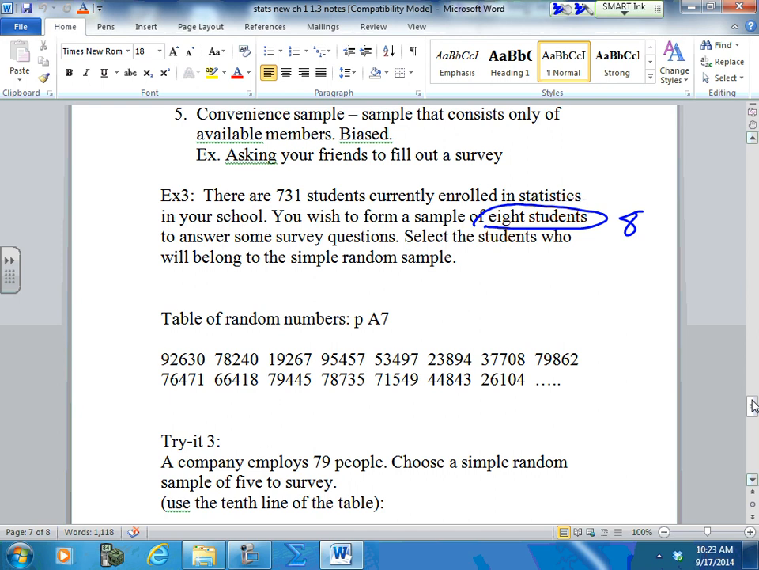Guys, excuse me. This is individual. Open your books to page A7 in the back, which you should have looked at when I asked you before, and find me the numbers of the first 8 random people that you're selecting.